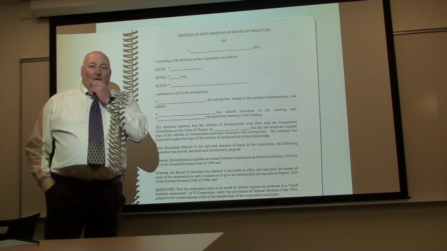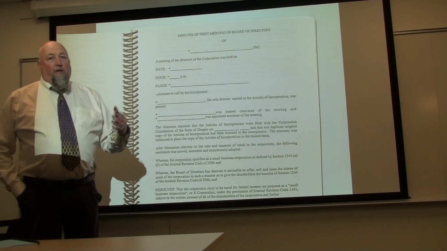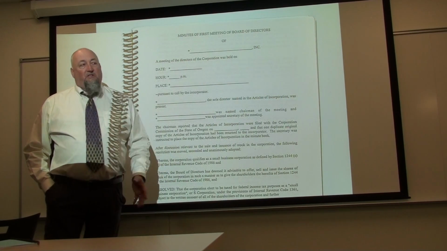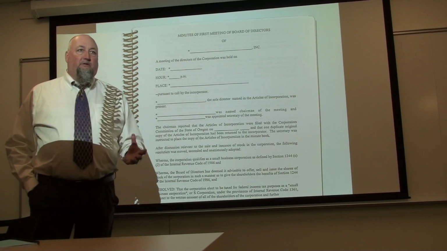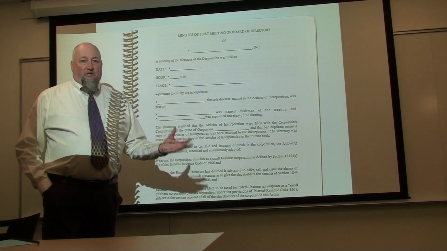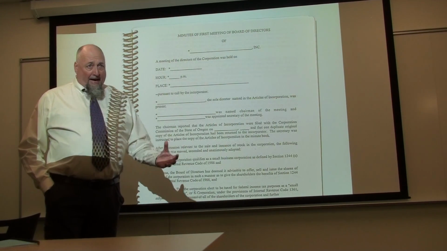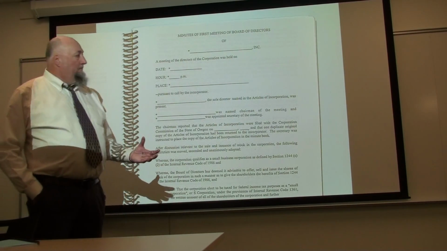Now usually in a bigger company you'll have meetings quarterly or monthly or whenever you want for that matter, but at least once a year you have to have a meeting of the Board of Directors for purposes of electing the president, the vice president, the secretary, treasurer, and other officers, and approving actions of the corporation during the year.